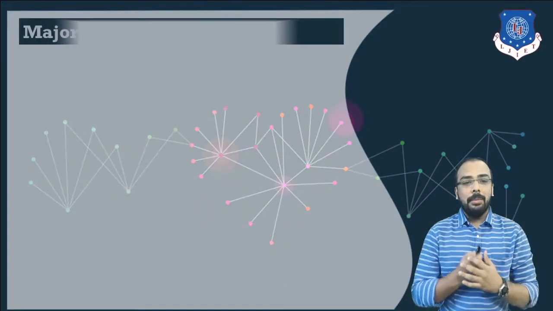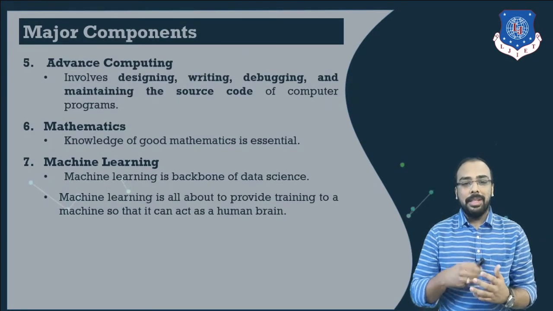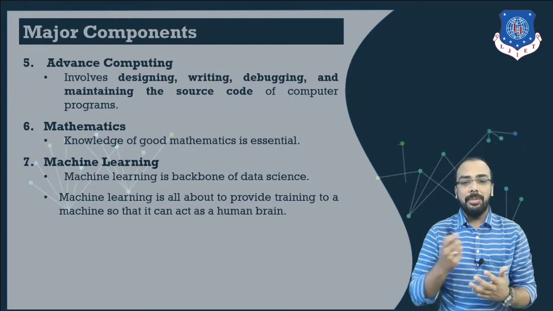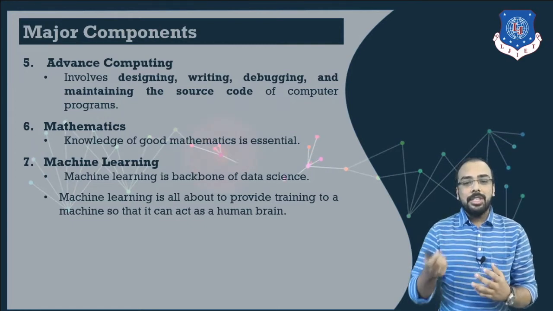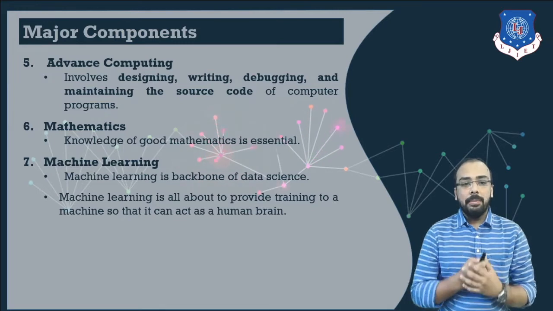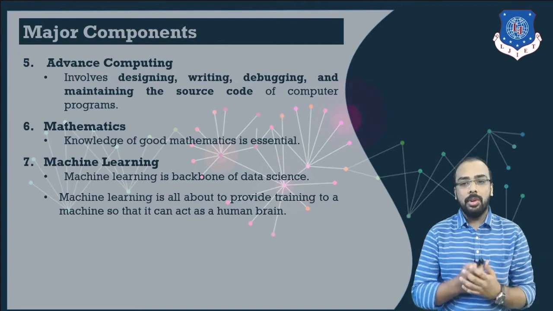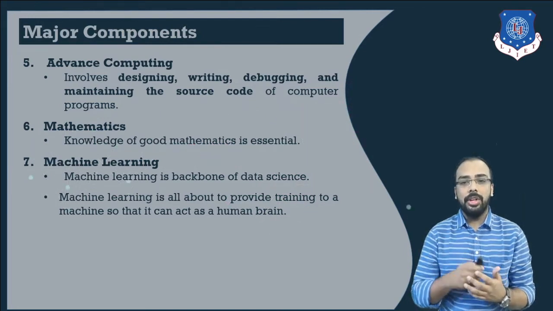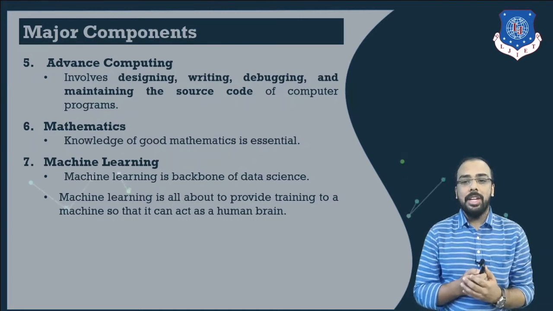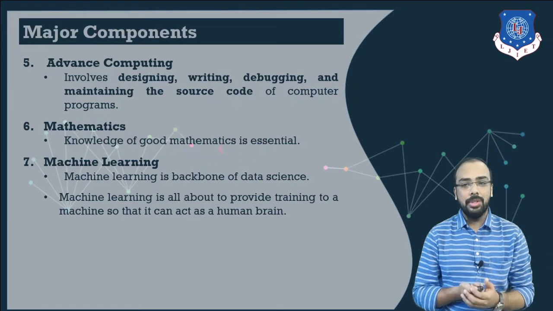The next component is mathematics. Mathematics means simple knowledge of mathematics that can be used for understanding data science. The next major component is advanced computing. What does advanced computing involve? Computing, as the word itself refers, means we design the code, write the code, debug the code, and maintain our source code, which is easily understood by computers.